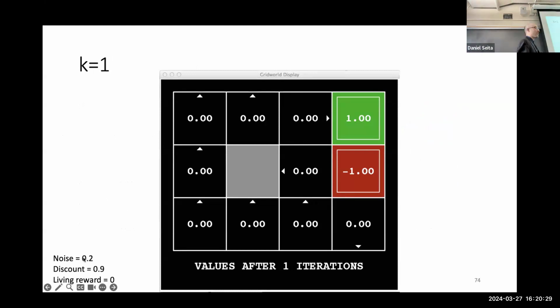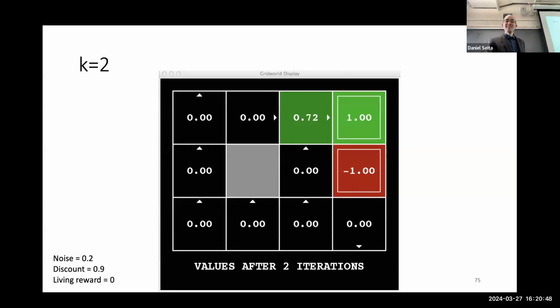And you have this, right, to help. The noise, discount and living reward. So remember what this number was? 1.72. 0.72? Are you looking ahead? Oh, cool. Yeah, 0.72. You remember why that's the case, right?